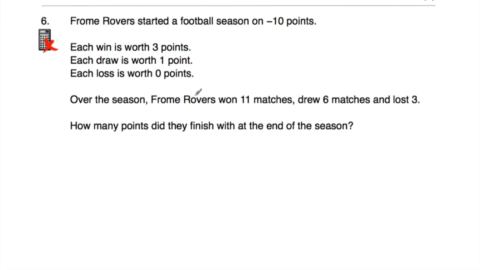And over the season, Frome Rovers won 11 matches, they drew 6 matches, and they lost 3 matches. And then we're asked how many points did they finish with at the end of the season. So let's start off with the matches that they won. They won 11 matches, and each win is worth 3 points. So 11 multiplied by 3 would be equal to 33 points.